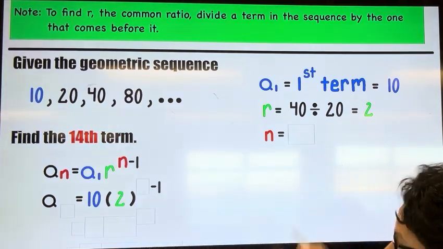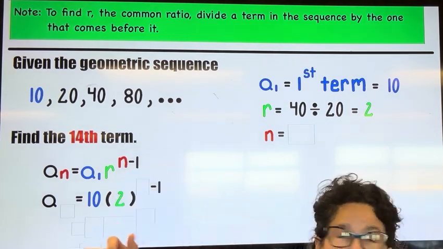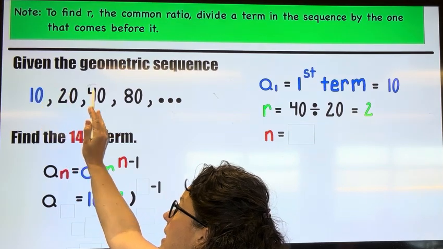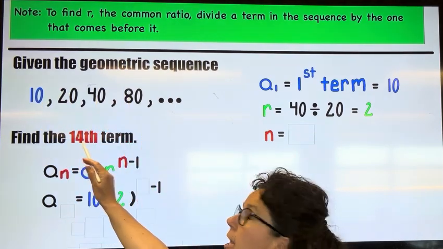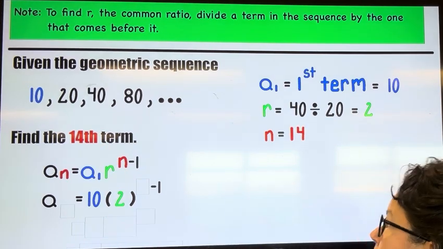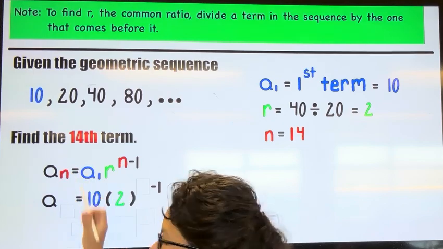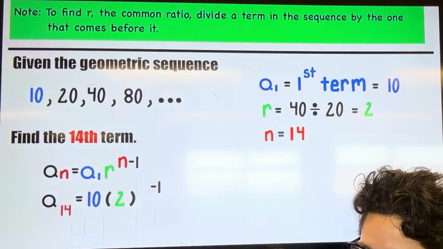Okay, then finally the n is what term do you want? That's the first one, the second one, the third one, the fourth one, and we would like the 14th. So if we want the 14th, then our n is 14. So I'm going to replace these two n's with the number 14.